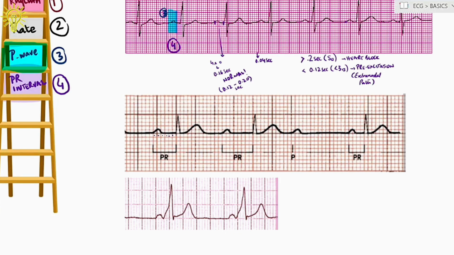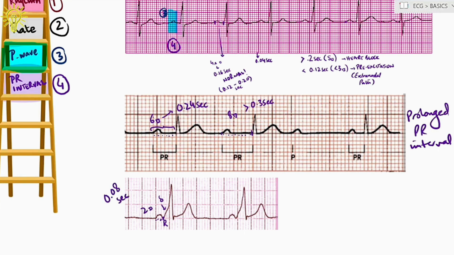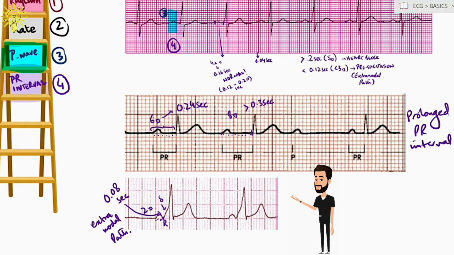In the second ECG, you can see 6 small boxes making the PR interval, so it is a type of heart block. In the last ECG, the PR interval is barely 2 small boxes, hence a shortened PR interval suggesting pre-excitation, or as the term indicates, excitation of the ventricle before normal time, which can only happen if we remove the AV node delays. In other words, an extranodal pathway of impulse transmission.